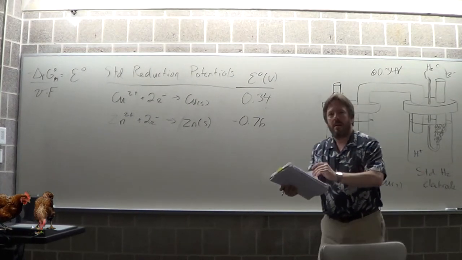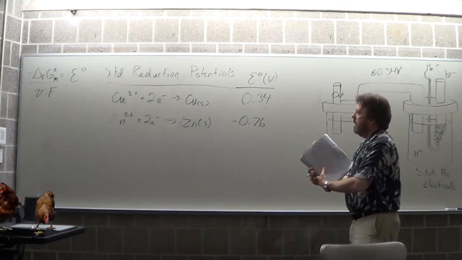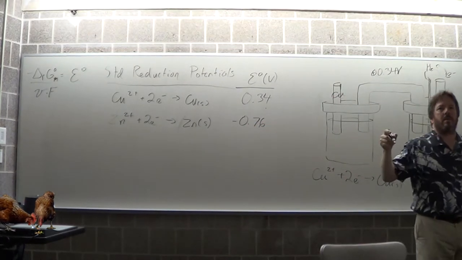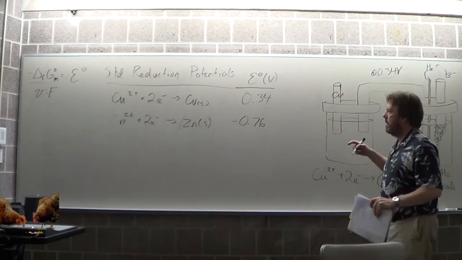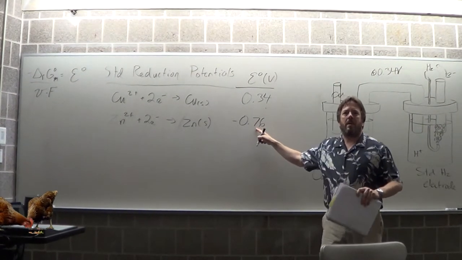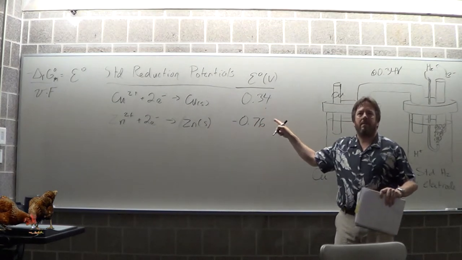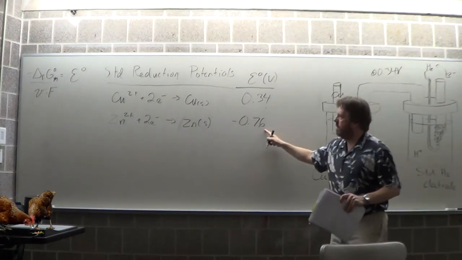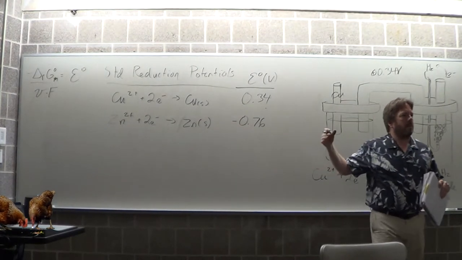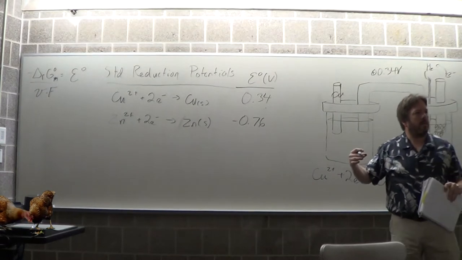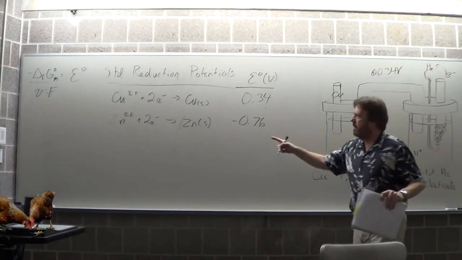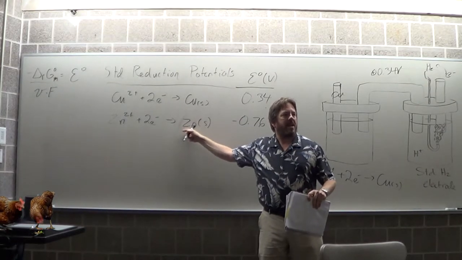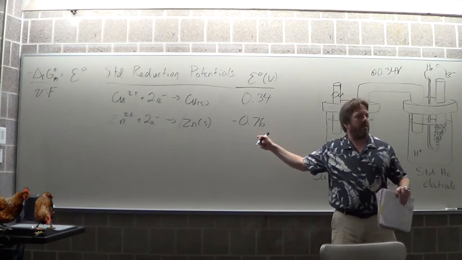Question. Is that second equation positive? No. It was negative. I thought when the electron was on the other side, it was negative. This is right. So it doesn't matter if it's oxidation or reduction. The standard potential will always be -0.7. It's the standard potential for reduction. For this reaction, this reaction has a negative voltage compared to the hydrogen electrode. Okay.